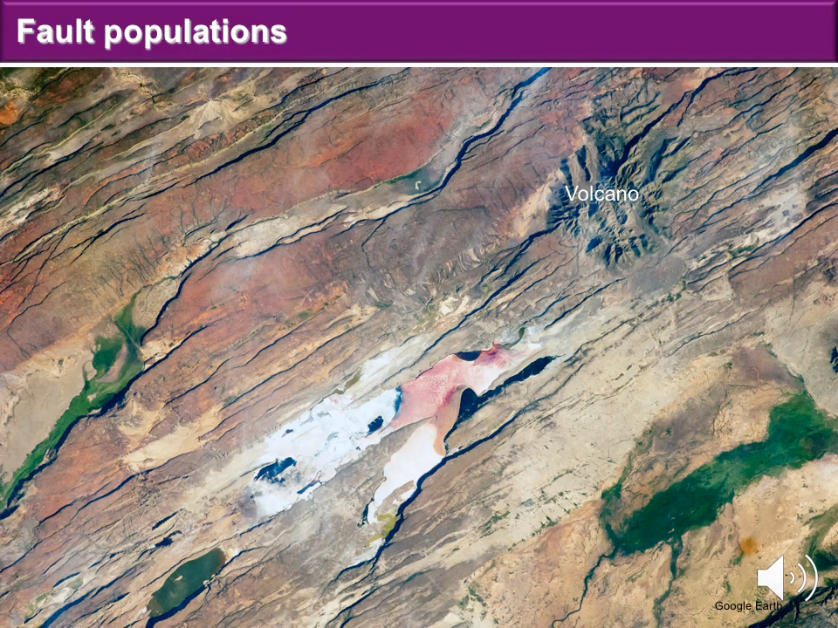Then let's look at fault populations. Many faults together in a region that experienced some deformation. This is a Google Earth view from the East African Rift, where we can see from the shades here, the shadows from the cliffs, indications of faults, many subparallel faults, but with small irregularities that have to do with linkage processes. There's a volcano for scale here.